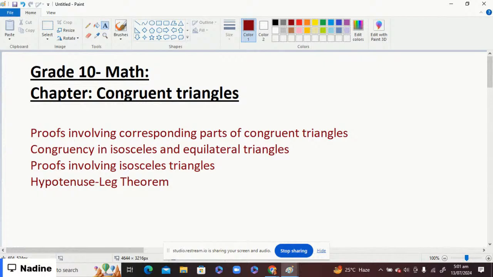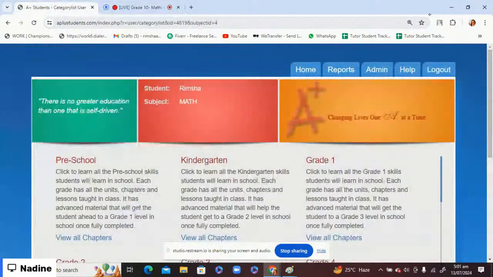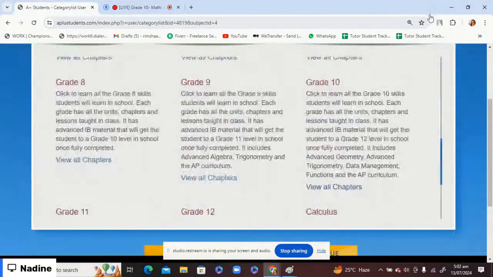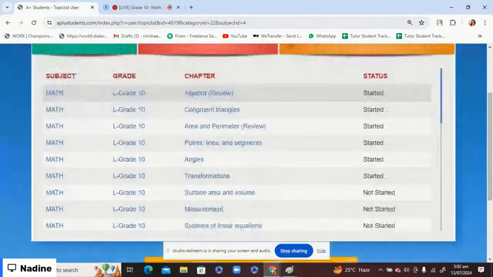You can find all the lessons on aplusstudent.com. You have to log in using the email and password provided by the administrator. Go to the subject tab, select maths from there, scroll down to grade 10, and view all chapters. Here is the list of the chapters.